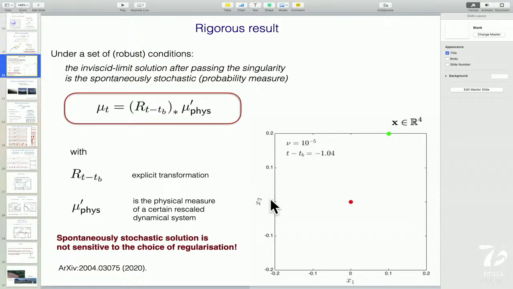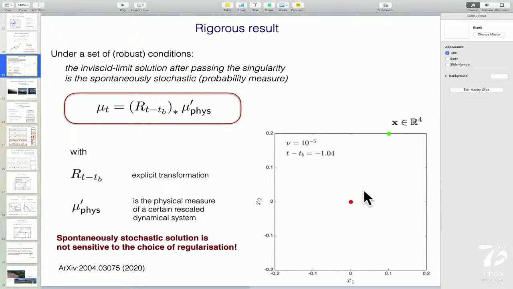I cannot plot 4 dimensions, so I will plot just x1, x2, but there are also x3, x4. Remember that I'm just plotting 2 of them. And then this green point is our initial condition. What you will see is that in finite time, it will enter the origin and then exit.